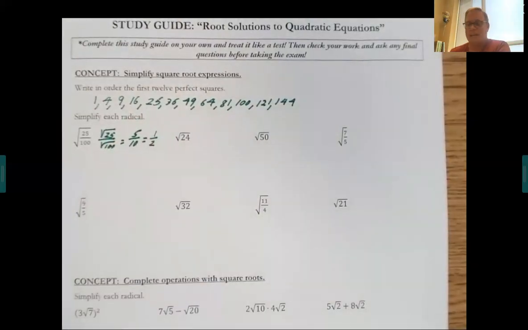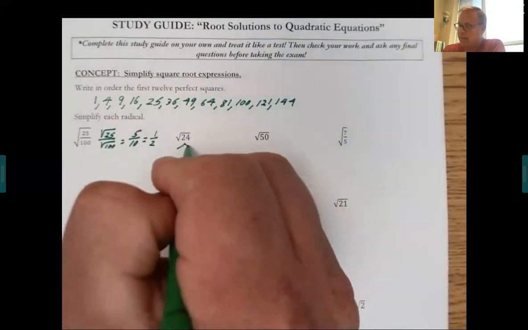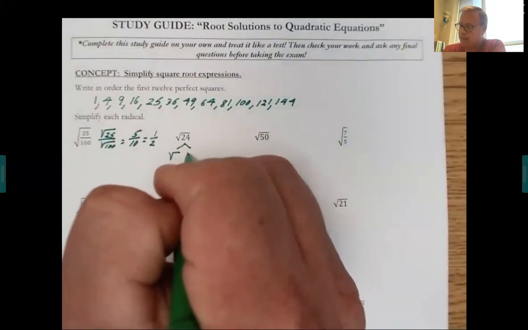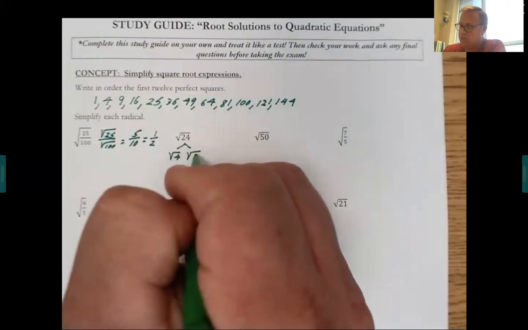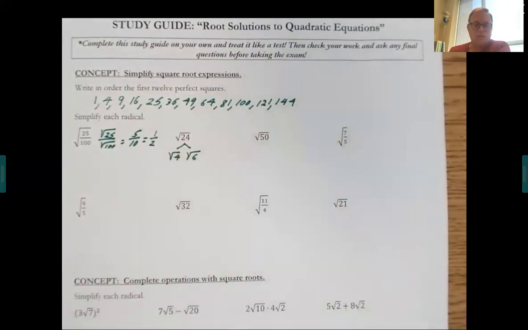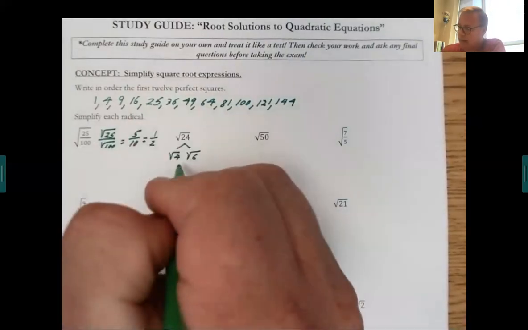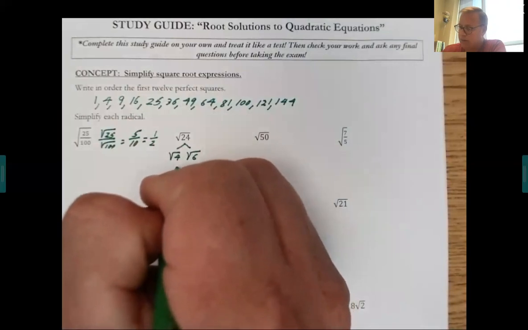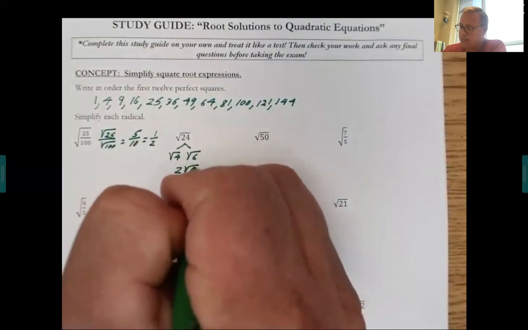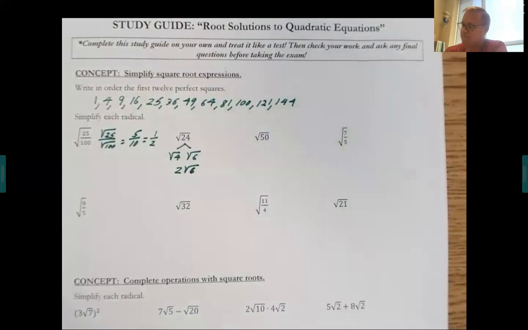Square root of 24, can we break it down? We'll be able to break it down. I know sometimes calculators will do that for you, but we want to see you do this. So find a perfect square in 24, namely 4, and 4 times 6 is 24. So 2 square root of 6 is the result there.